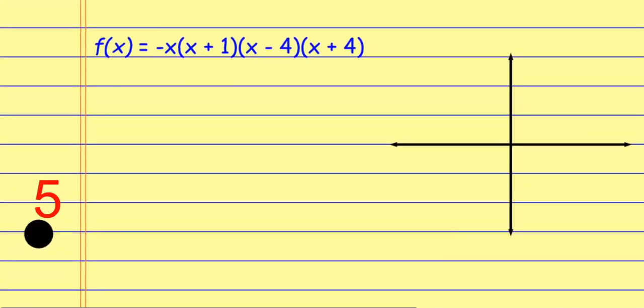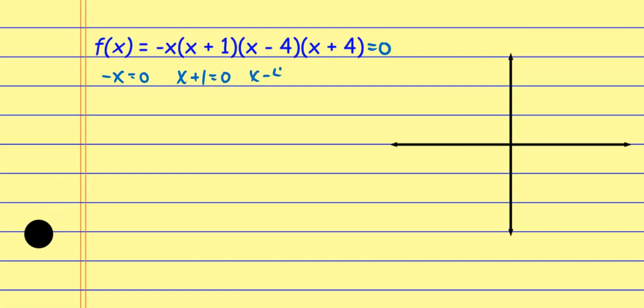If I look at this next one, same kind of thing. I want to find the x-intercept, so I'm going to set this equal to 0. So I set each of these factors equal to 0, and I solve each. This one I get x equals 0. This one's a -1. Here I get a +4. Here I subtract 4 and get a -4. Okay? And again, each of these is an ordered pair.